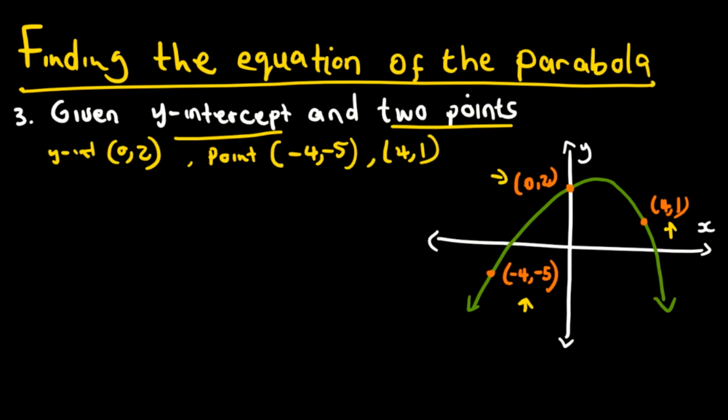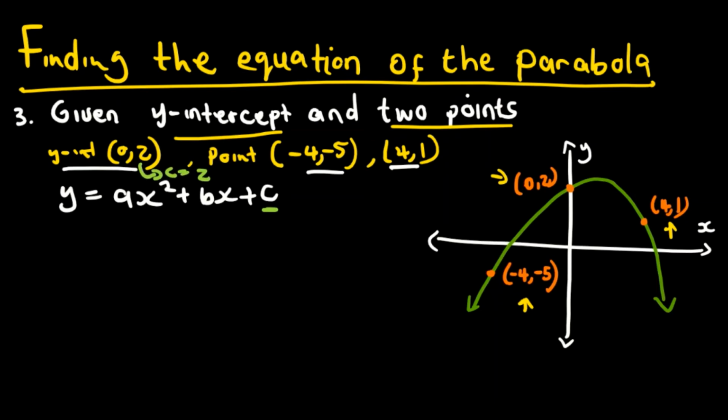So you are required to find the equation of a parabola using the y-intercept and 2 points. The standard formula of a parabola that you're going to use is ax squared plus bx plus c. Remember that you already have your c, which is your y-intercept. So your c is equal to 2 in this case. This changes your equation to become y is equal to ax squared plus bx plus 2, right?